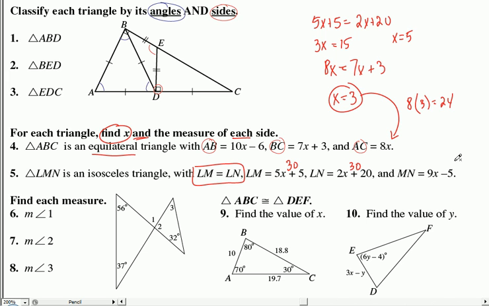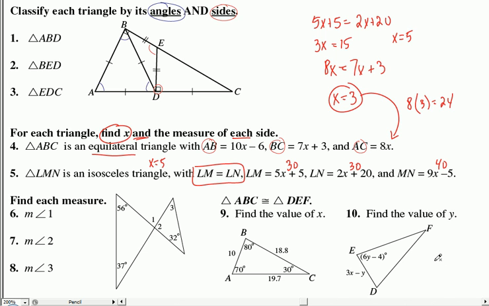Now, this one you don't know, so you definitely have to plug it in. Plug in a 5 for this. 9 times 5 is 45. Minus 5 is 40. So you got 4 answers, don't you? You have x equals 5, and you have LM, LN, and MN. So you must have all 4 of those to get that right.